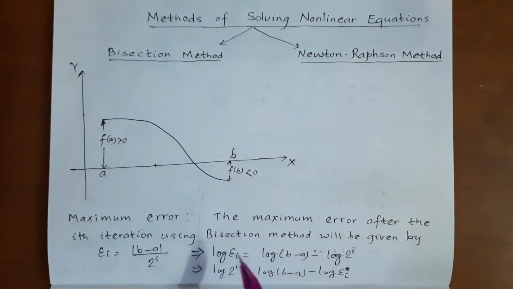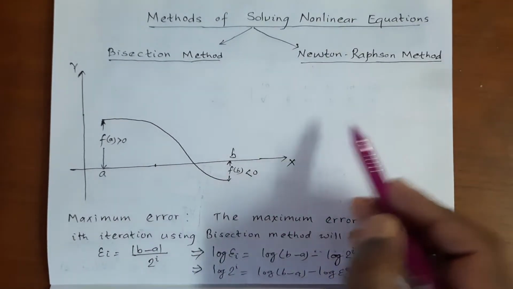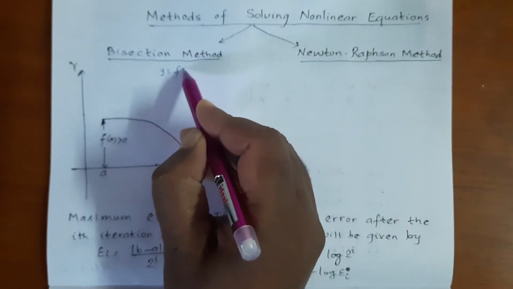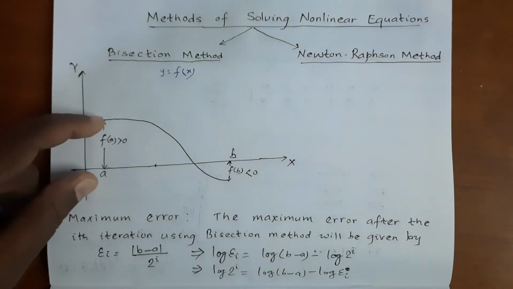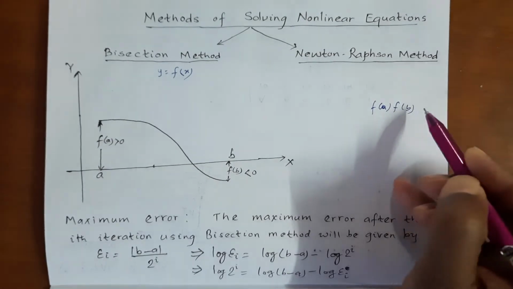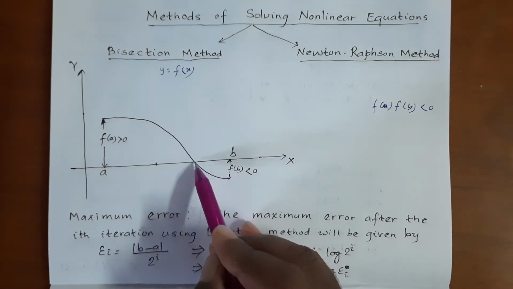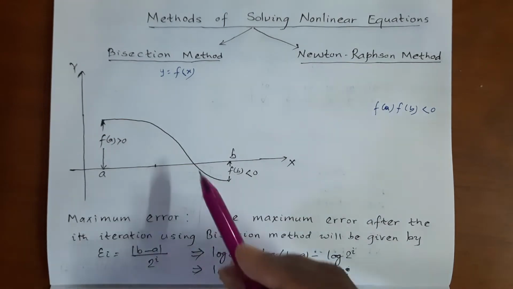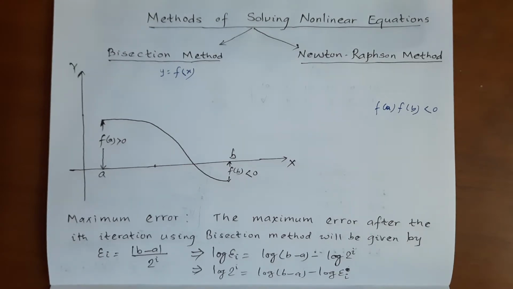In the bisection method, suppose there is a continuous curve y equals f(x). If the product f(a) times f(b) is less than 0, then the curve will cross the x-axis, where its y coordinate is 0. A y coordinate of 0 means a point on the x-axis, that is, a value of x, and that value of x is the solution.